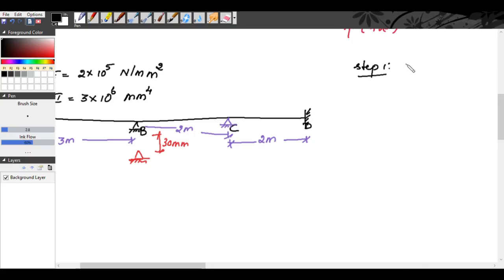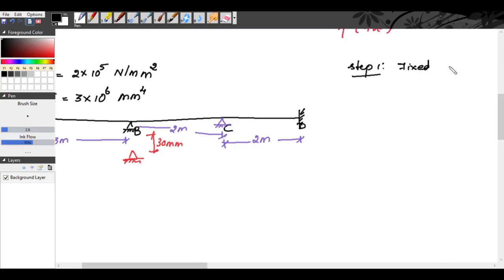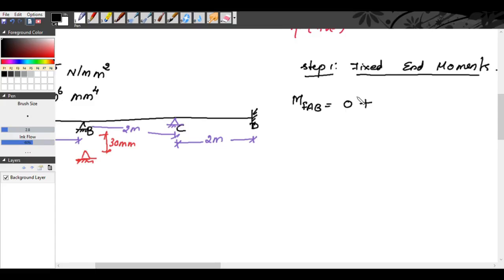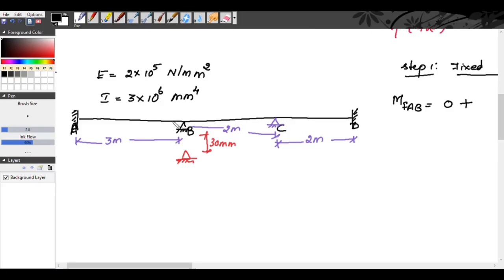So step 1, we will find the fixed end moments. First for the span AB, our MF AB will be equal to, there is no external loads, so fixed end moment due to external load is 0, plus, you see for MF AB the far end is that is intermediate support. So intermediate supports are considered as fixed support. So what we get is for fixed support, if the far end is fixed, and there is a sinking of support at B, it sinks by 30 mm.